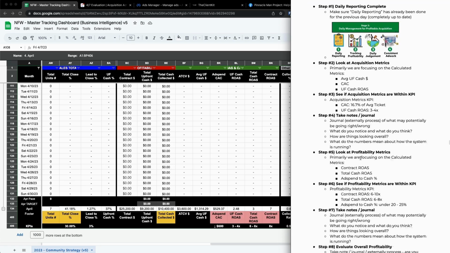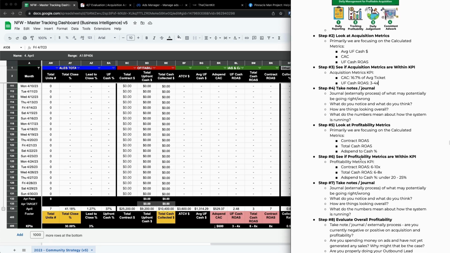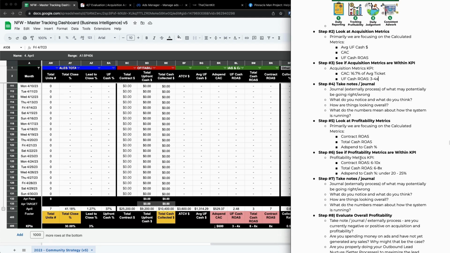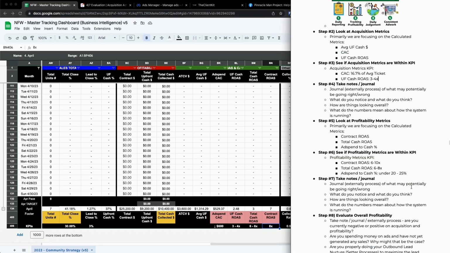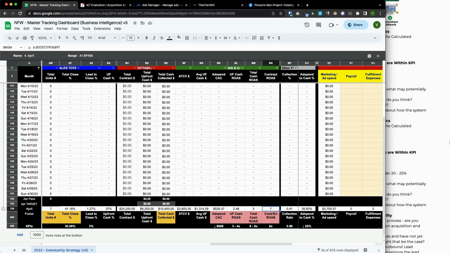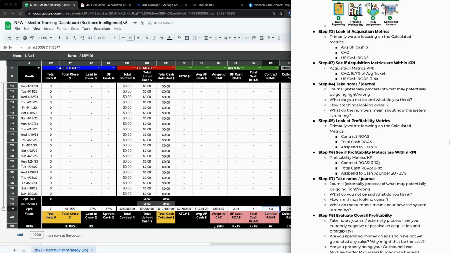From there, we can then look at the other profitability metrics around contract ROAS, total cash ROAS, and ad spend to cash. Now, what you will notice on here, if we look at our contract ROAS, we're typically looking for it to be between 6 to 10x, right? So we're sitting at about 7x right now. If I add another decimal place, you'll see there's some rounding up, so we're at 6.8, right? We're looking at about 6 to 10x. It's not bad, but if we can get that up, that'd probably be better as well.